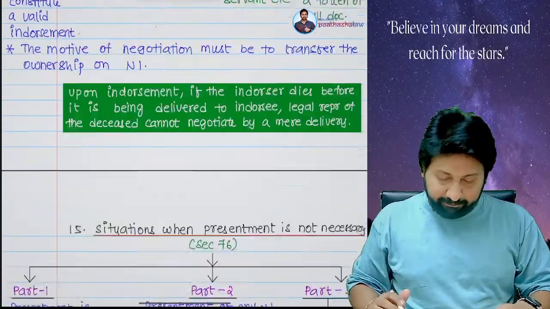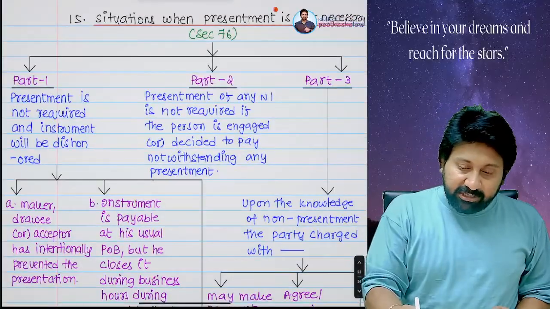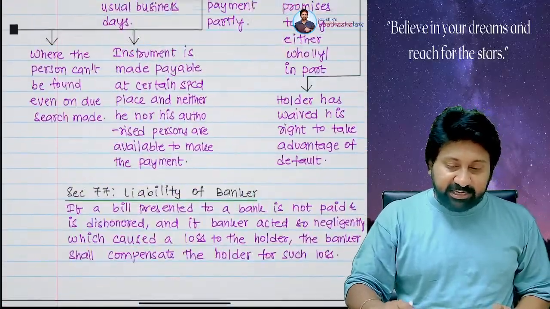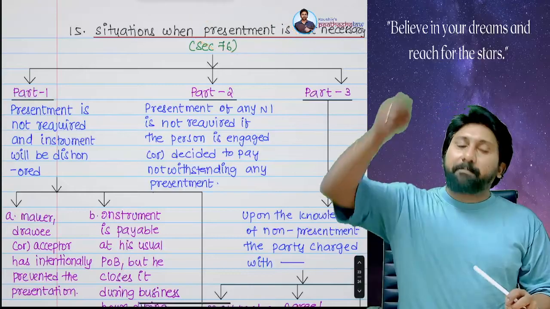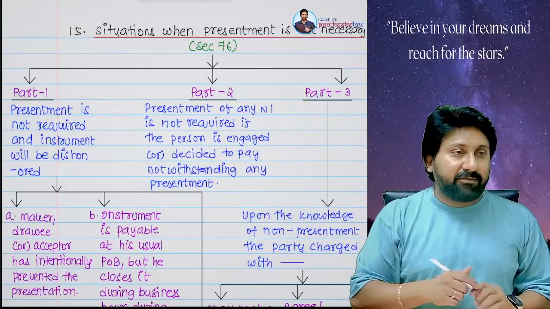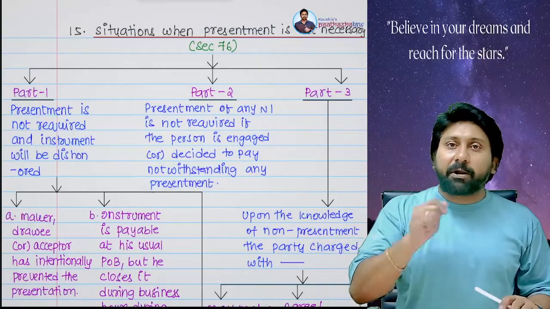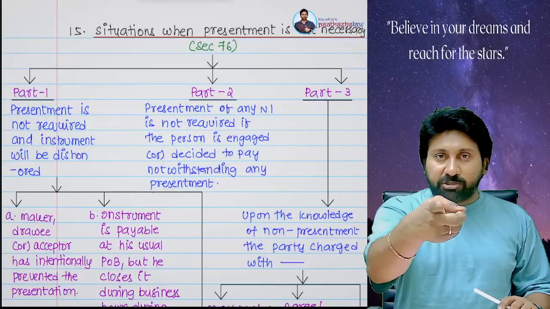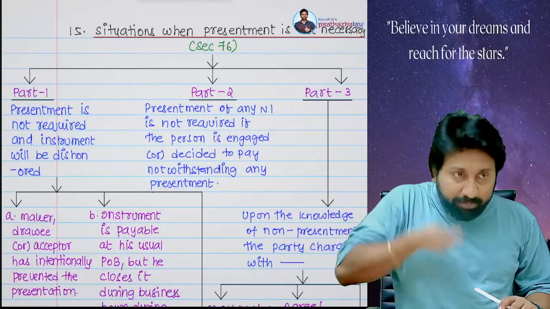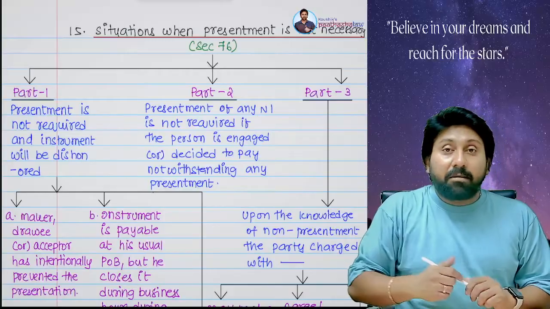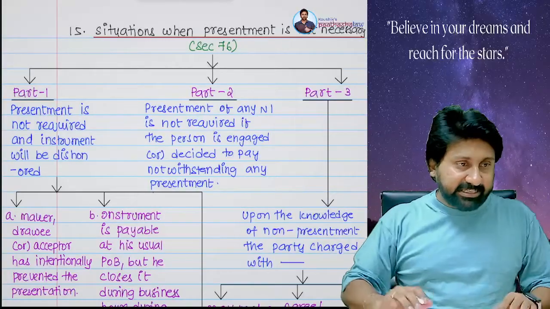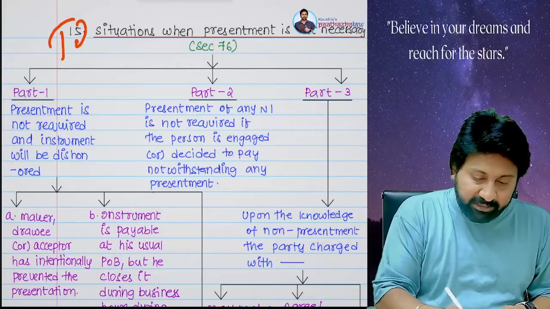Full clarity. Next. Situations when presentment is not necessary. Means what? You need not present the check or a bill to the bank itself. Presentment, or for example, promissory note. I am a debtor. I gave a promissory note to you. On the due date, you should come to me and present to me. Then only I will make the payment. But presentment is not required in 3 cases. What are the 3? Important, J25 again.